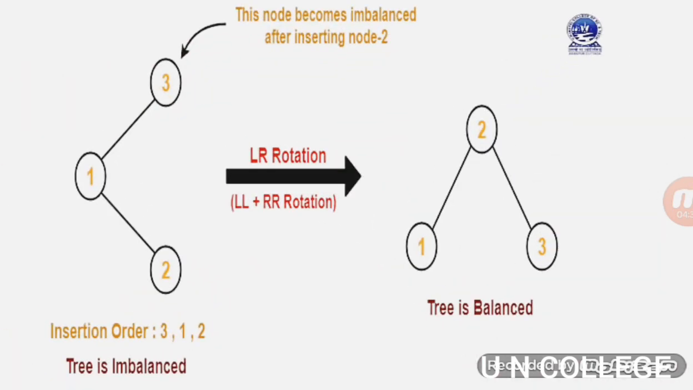Now we will move towards the next one, that is LR rotation. This is a double rotation. Here 3 is the root, 1 is the left child and 2 is the right child of 1. Here we are performing two rotations, and after performing the rotations, 2 becomes the root, 1 is the left child and 3 is the right child.